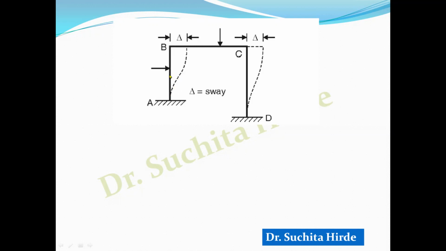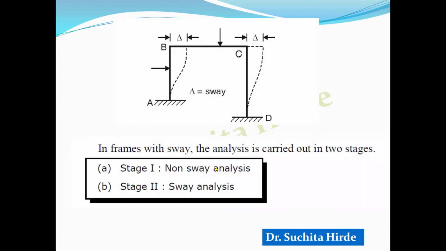In the first stage we know the loads, so we can calculate the fixed end moments and carry out the moment distribution. But in the second stage, since this delta is unknown, we have to assume certain moments and then carry out an approximate analysis. So whenever the frame is unsymmetrical, we have to carry out the analysis in two stages. The first stage analysis is called non-sway analysis and the second stage analysis is called sway analysis.